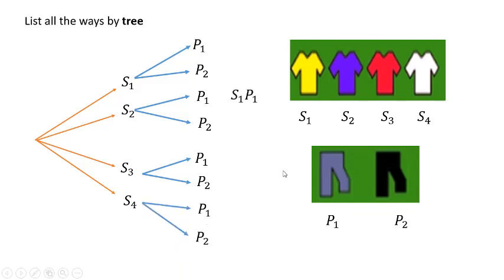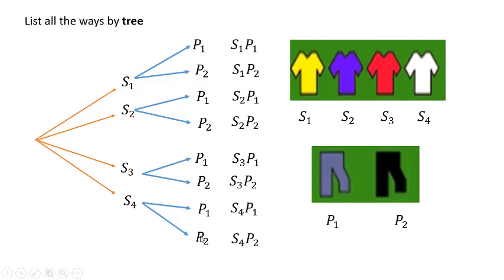Then the total options are: Sammy can wear S1, P1; S1, P2; S2, P1; S2, P2; S3, P1; S3, P2; S4, P1; and the last one, S4, P2. And the number of options, again, is 8 options.